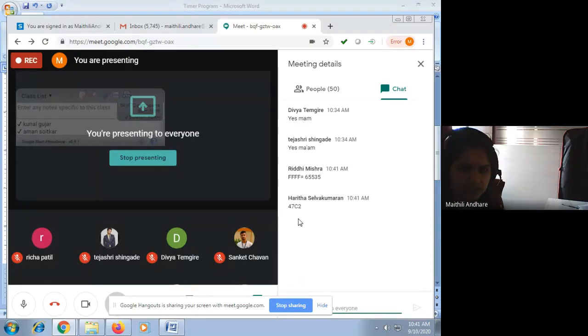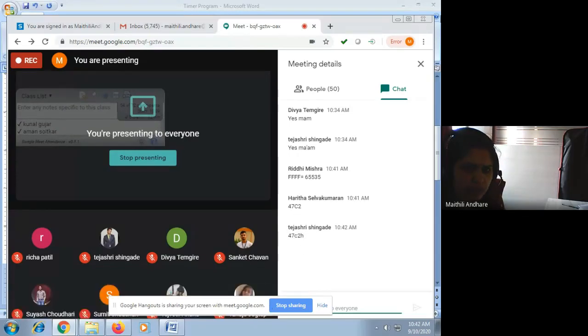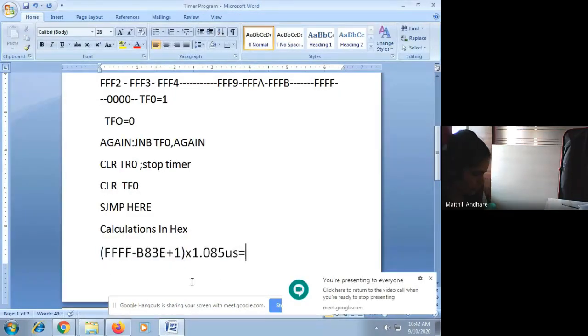47C2 is correct. 47C2H. Okay, so what you have to do now is convert that value into decimal. So I am getting this part as 47C2. This is the hexadecimal number, so you have to convert this into the corresponding decimal. Just convert that and tell me the value.